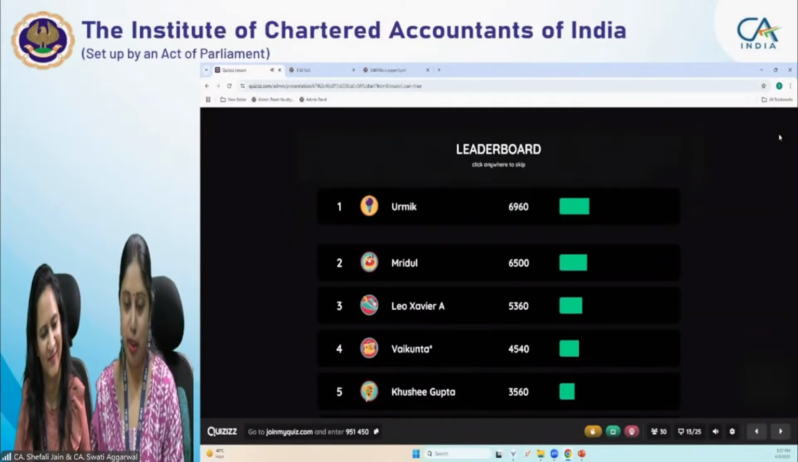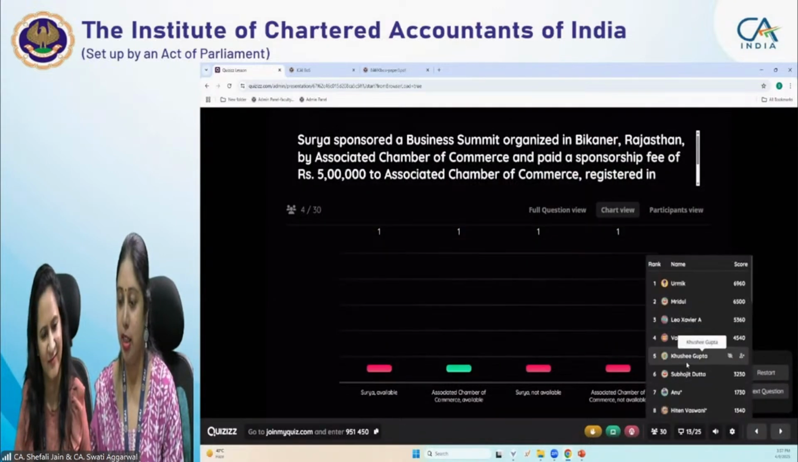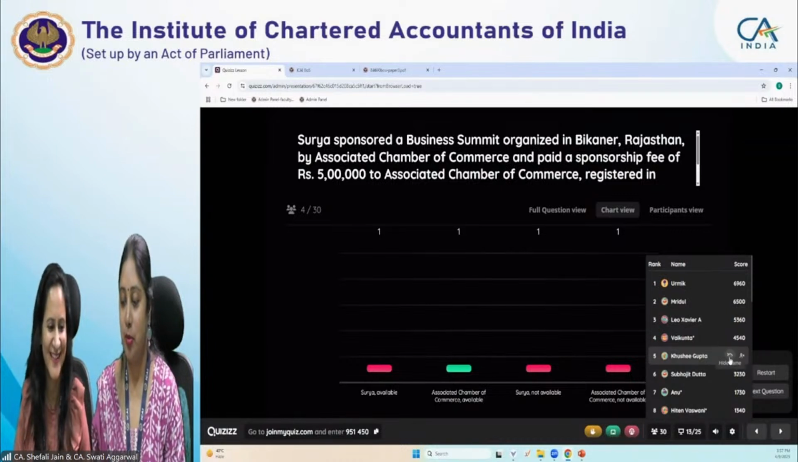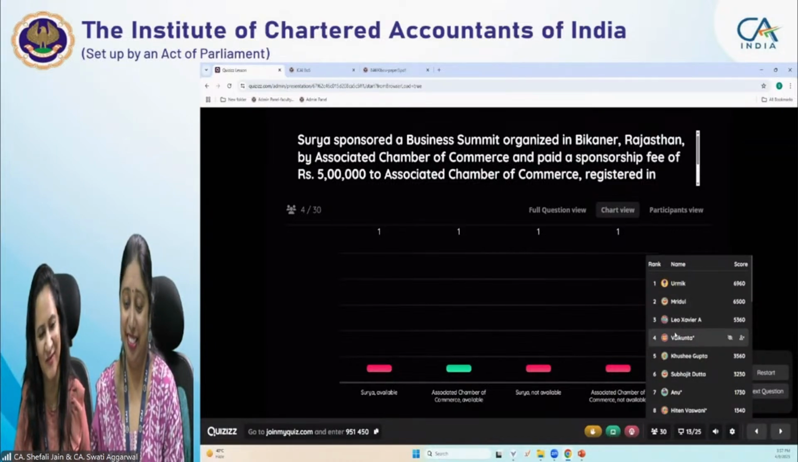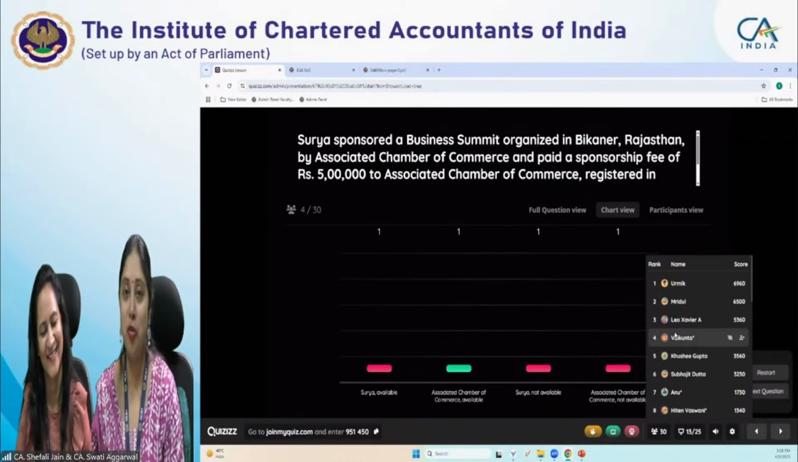Urmik has topped the leaderboard this time with Mridul, Leo, Vaikunt, and Kushi in the top 5. This time there is a tie, because all four options have got one student marking each. The answers are so close that you feel all are correct. Each of you felt a different option to be correct. That we have to see.